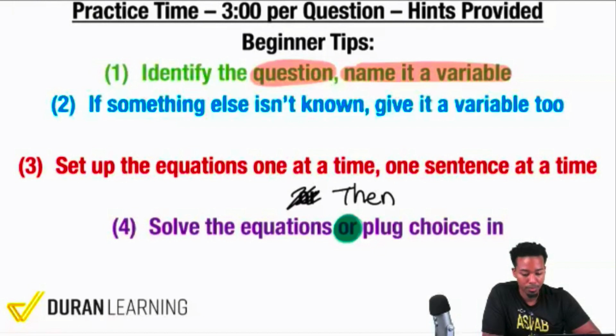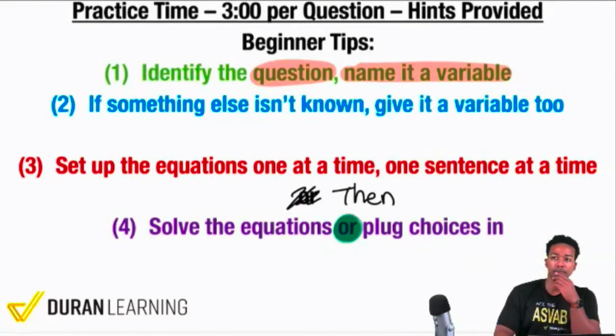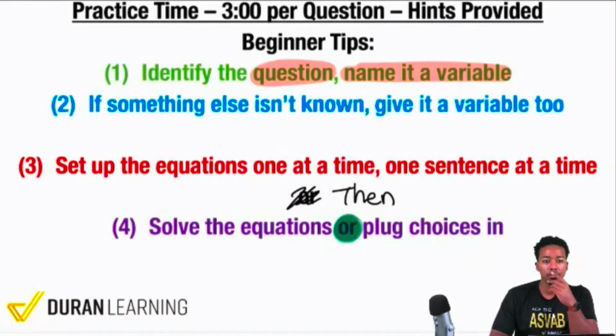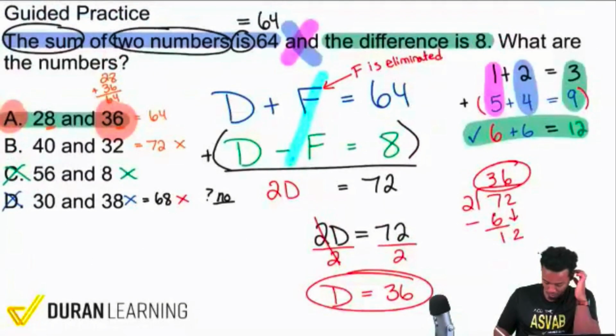On the last question we did, I knew that difference meant subtracting and sum meant addition, but I did a totally different way. I think I did it wrong, but I did D plus F equals 64. Then I looked at the answer choices. I did A first, but I also went through every single one of them. I got A first because 36 plus 28 gives 64. Then D minus F has to give 8, which is 36 minus 28, which gives 8.